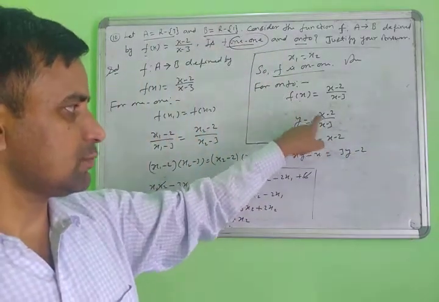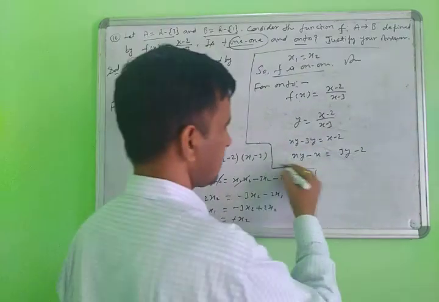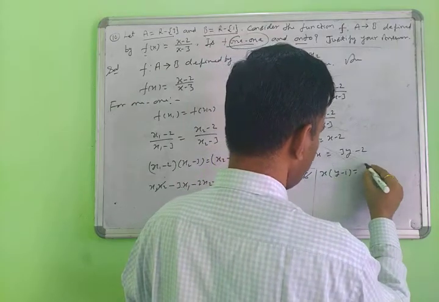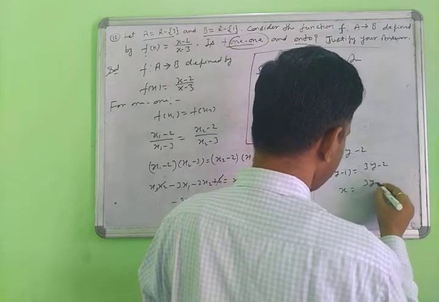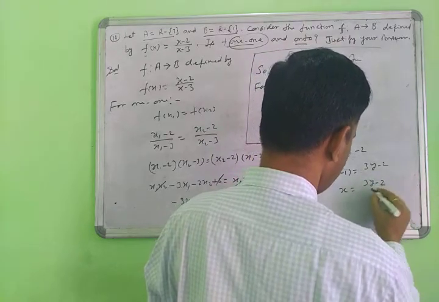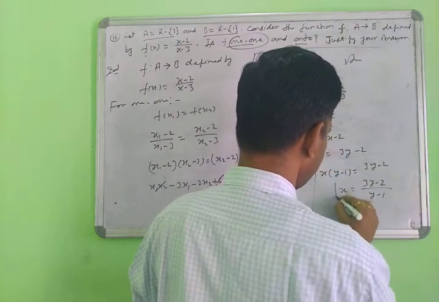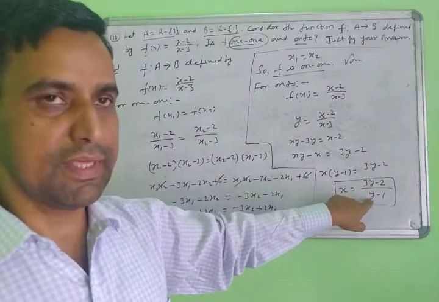Now look here. This x transposing to the left side and this 3y transposing to the right side. Taking x common here: x times (y minus 1) equal to 3y minus 2. What is the value of x? x equals (3y minus 2) upon (y minus 1). This is the value of x.